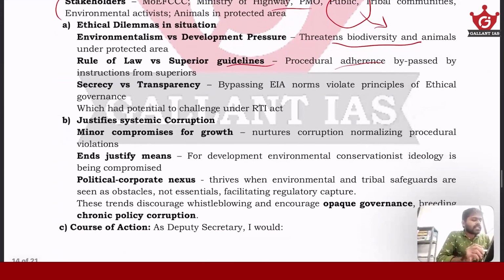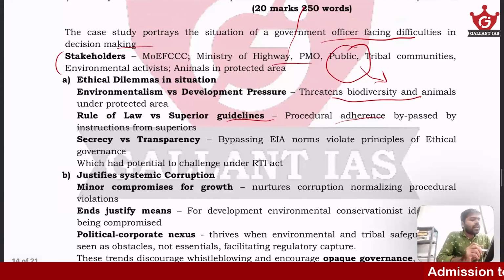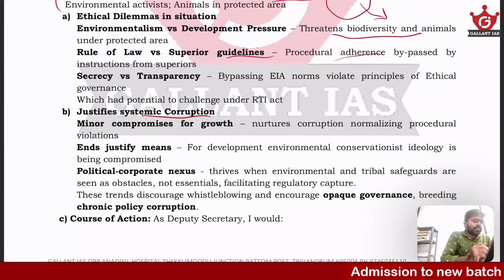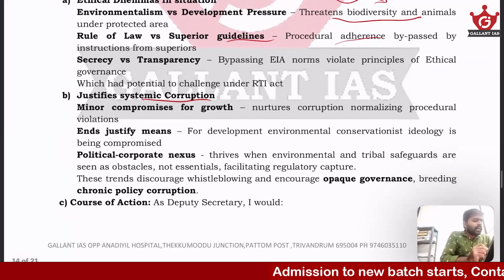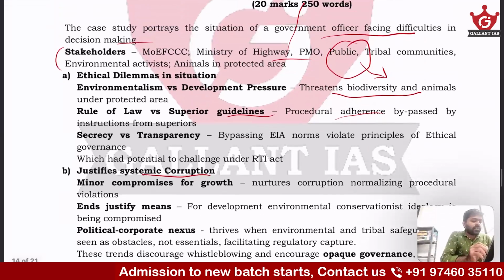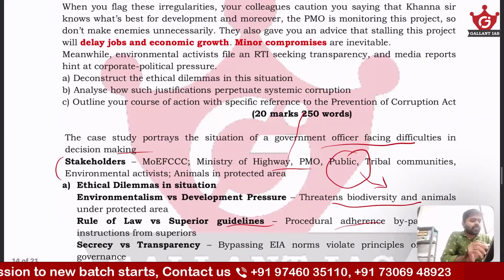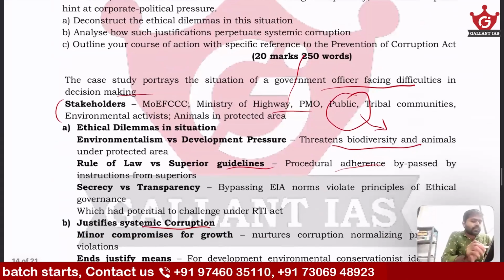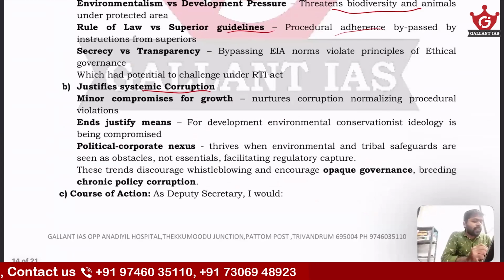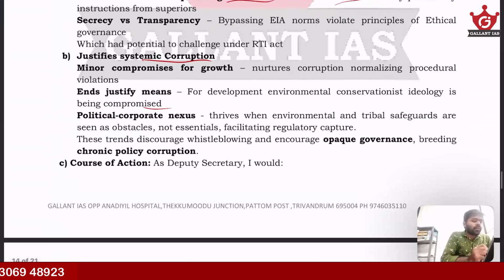The second sub-question is about how the situation justifies systemic corruption. So we can explain about the minor compromises for growth. The keywords are already given in the case study itself. Minor compromises are inevitable, and there is an ends-justify-means situation for development, with environmental conservation ideologies being compromised here. Political-corporate nexus also justifies the systemic corruption.